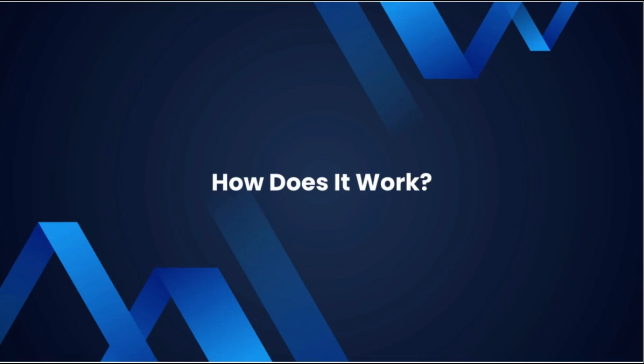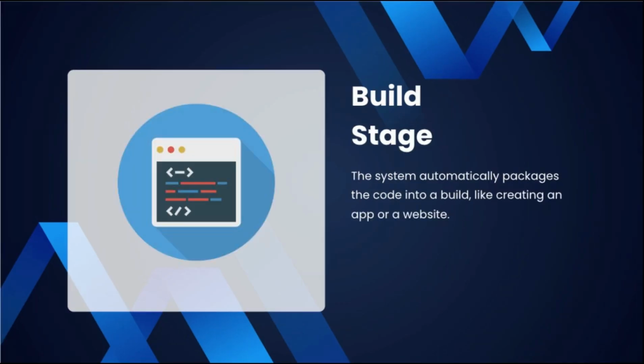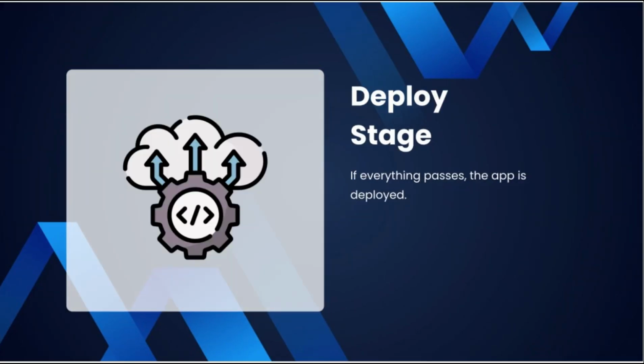Now, let's see where vulnerability scans fit into the CI/CD pipeline. Imagine your pipeline as a series of steps. 1. Code commit. A developer writes code and pushes it to a shared repository. 2. Build stage. The system automatically packages the code into a build, like creating an app or a website. 3. Test stage. Before moving forward, automated tests check the functionality to make sure everything works as expected. 4. Deploy stage. If everything passes, the app is deployed.